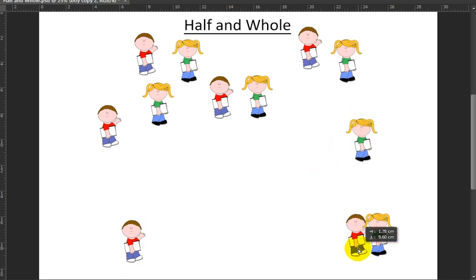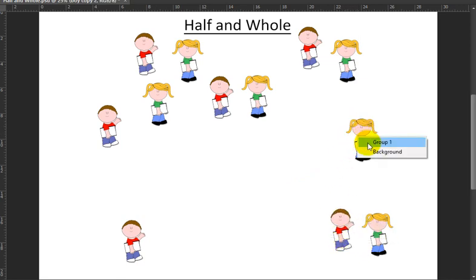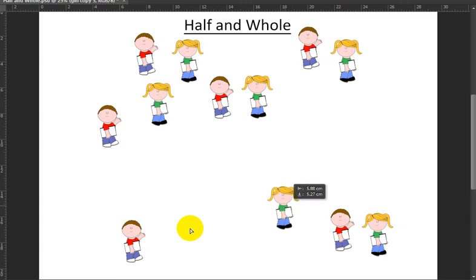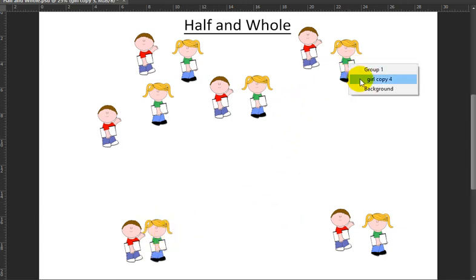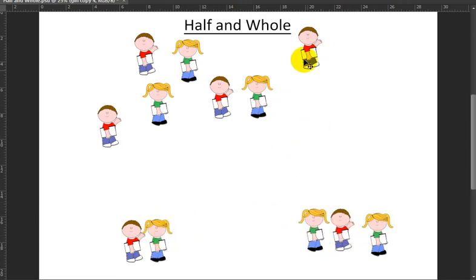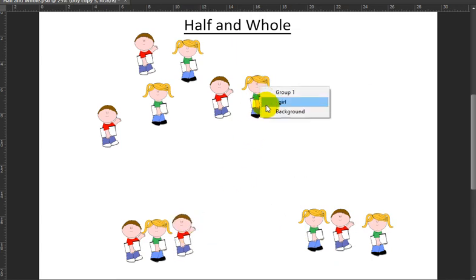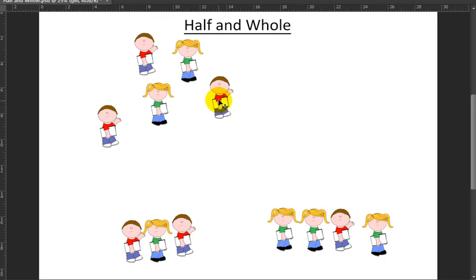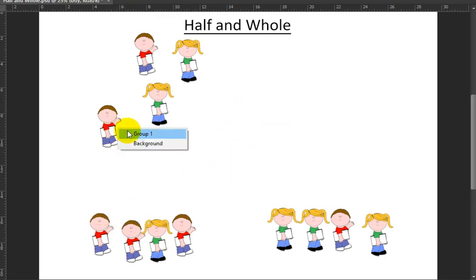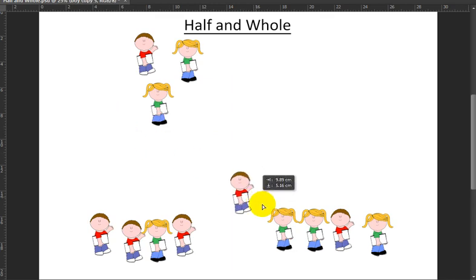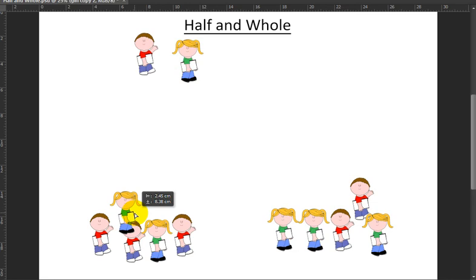one player here, one player there, one here, one here, and so on. I just keep separating them until we have two equal teams.